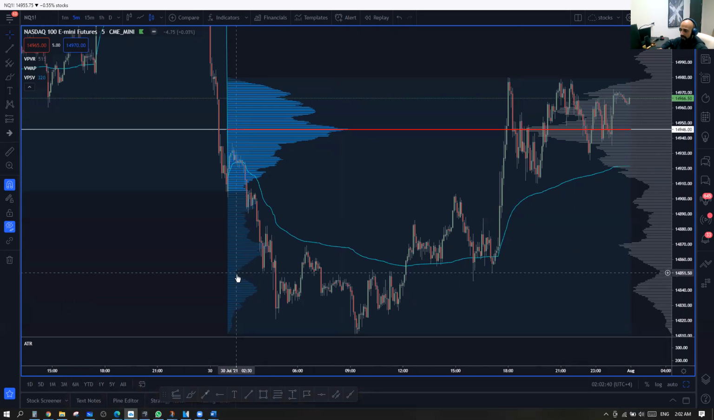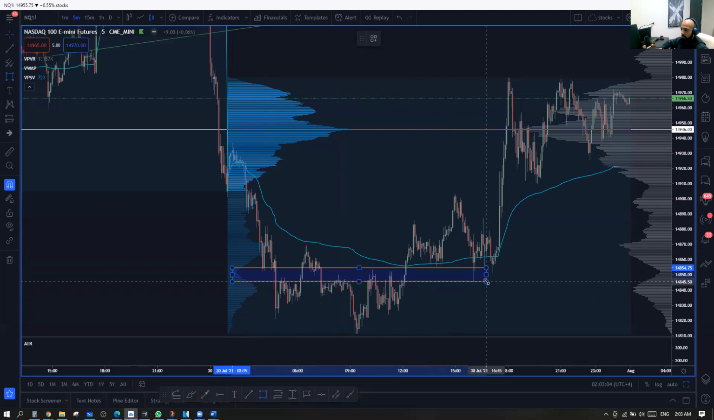As you can see here, in the areas of LVN, this is where the public rejects the price. So there are two behaviors at these LVNs: either the price will reject it as support or resistance, or the price will cut through it quickly and move ahead from this range. The market will not stay at these LVNs. And as you can see here, this LVN range over here, what happened? What happened in this range?